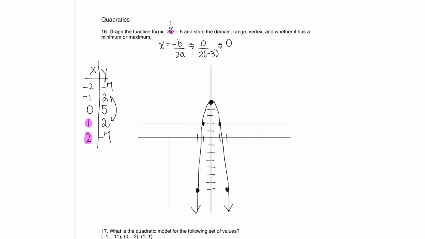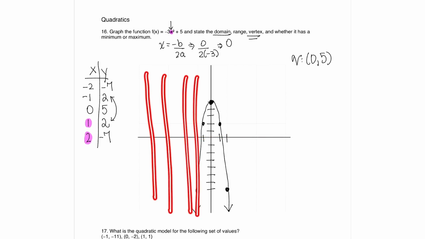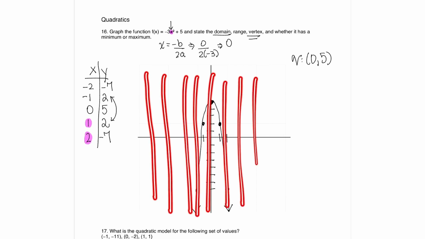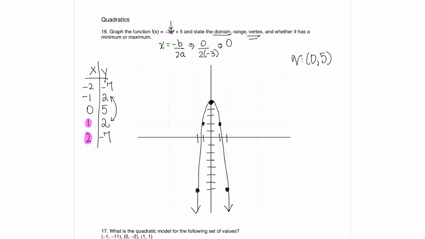Now, the vertex here is going to be 0, 5. Okay, we've already established that part. Now, looking at the domain, it occurs everywhere where x is satisfied for the function. So we're going to look along this line and see if there are any points at which our x value does not work for the function. And in this case, every intersection of our x-axis will result in a y value. And that means that the domain is going to be all real numbers.